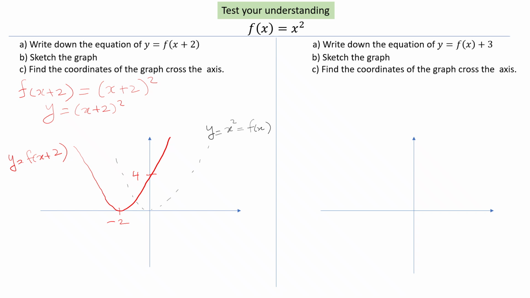You can see the graph. The original graph has its vertex at the origin, 0, 0. Now the new graph f(x plus 2) moves left by 2 because the constant is inside the function. So the graph moves to the left. The graph cuts the x-axis at -2, 0 and the y-axis at 0, 4.